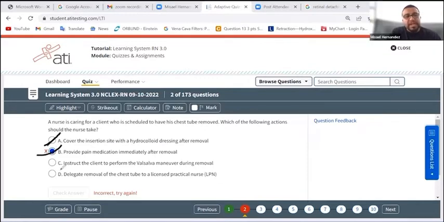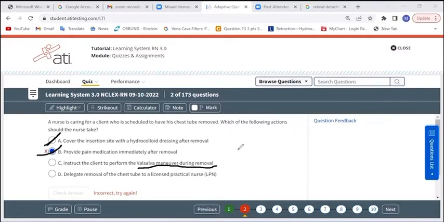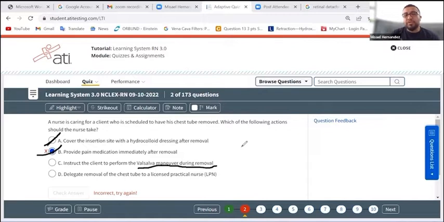So we've eliminated two. C says instruct the client to perform the Valsalva's maneuver during the removal. Do you know what the Valsalva's maneuver is? Is it like bending? Not bending, it's bearing down. Where you take a deep breath and you bear down like you're pooping. Anytime you're having any tube removed from your body, the Valsalva's maneuver is what you're going to educate your patient to do. That's an important concept that you need to understand, okay?